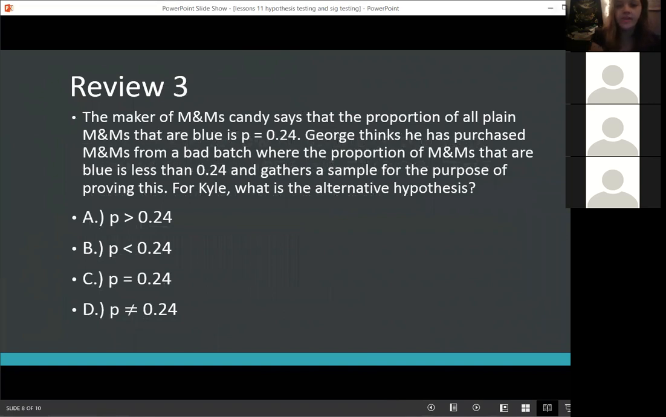So the maker of M&M's candy says that the proportion of all plain M&Ms that are blue is p equals 0.24, 24%. George thinks he has purchased M&Ms from a bad batch where the proportion of M&Ms that are blue is less than 0.24, and gathers a sample for the purpose of proving this. For George, what is the alternative hypothesis? So try to write the alternative hypothesis and pick one of these options here, and then we will go over it together.